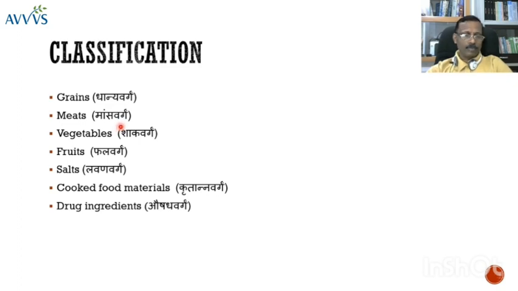are enlisted with their properties, with their effects in the body, and even ill effects after consuming in an excessive quantity. So Mamsavargam is meat, Shakavargam is vegetables, Phalavargam goes to fruits, Lavanavargam salts. Some cooked food materials also are mentioned, called Kritanna Varga. Basic cooked materials like rice, gruel, different types of gruels, and rice water, something like that. Basic materials only. It's not a very complicated or extensive description of culinary practices.